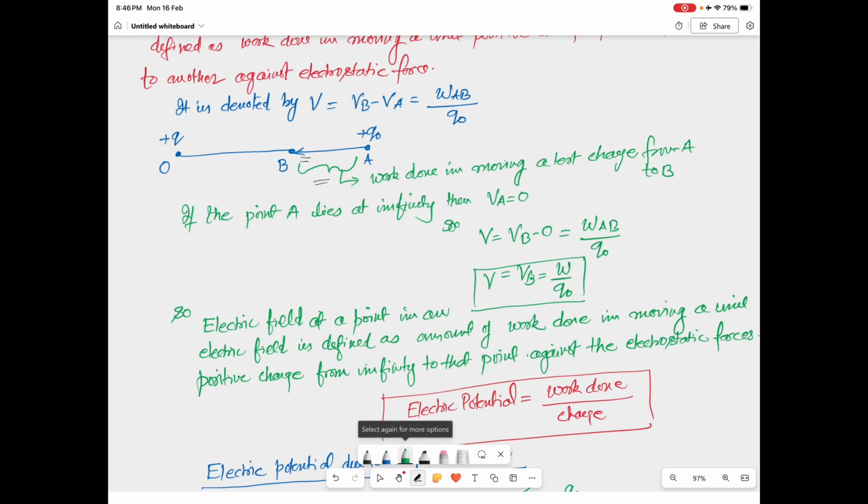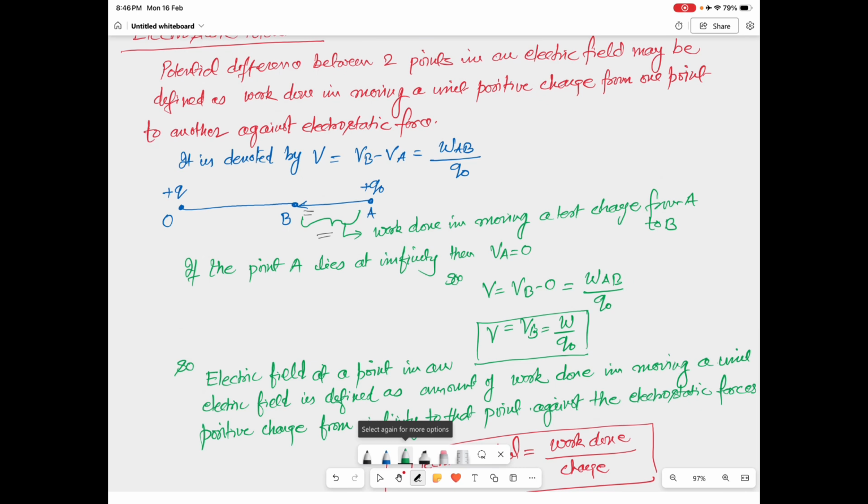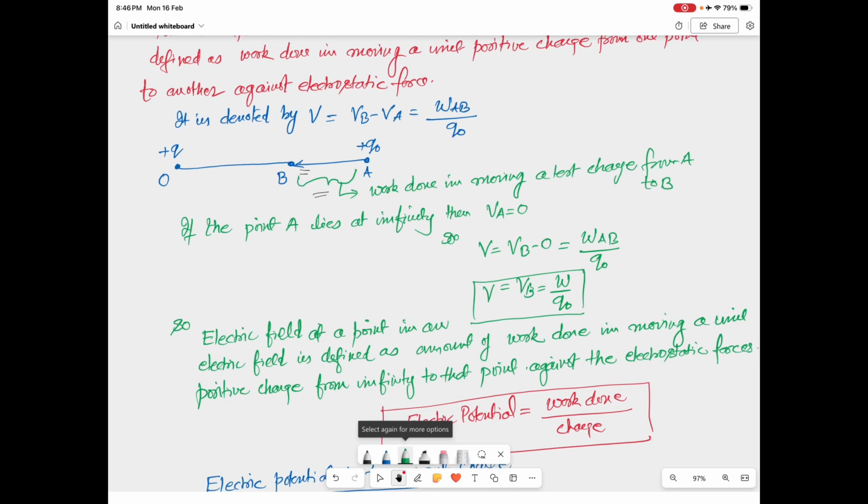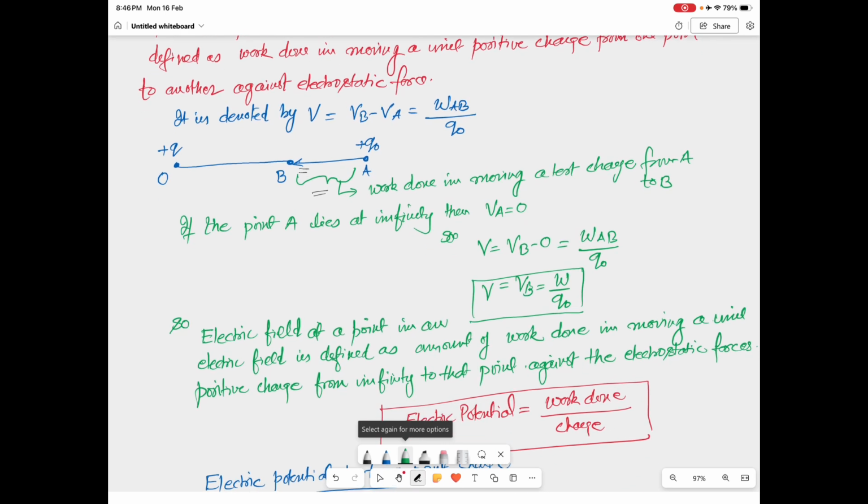If the point A lies at infinity, if I take point A at infinity, then what will happen? There will be no influence of electric field because of plus charge Q. Because only when the electric field exists, there will be a force and the point will move from A to B against a force. Now if one point is at infinity, we assume that at infinity the electric field diminishes. So if there is no electric field, the potential at that point at infinity will be 0.